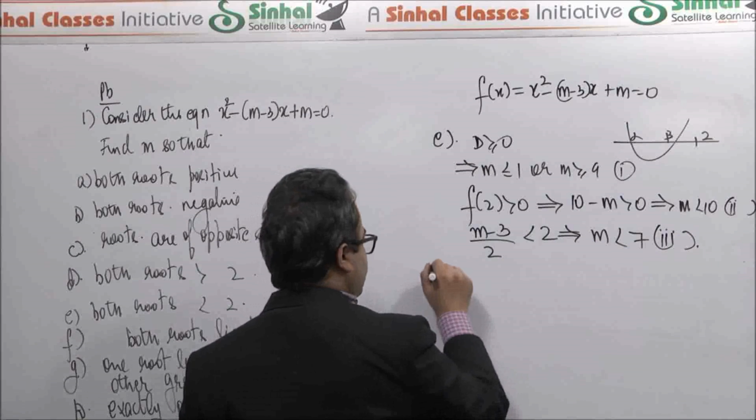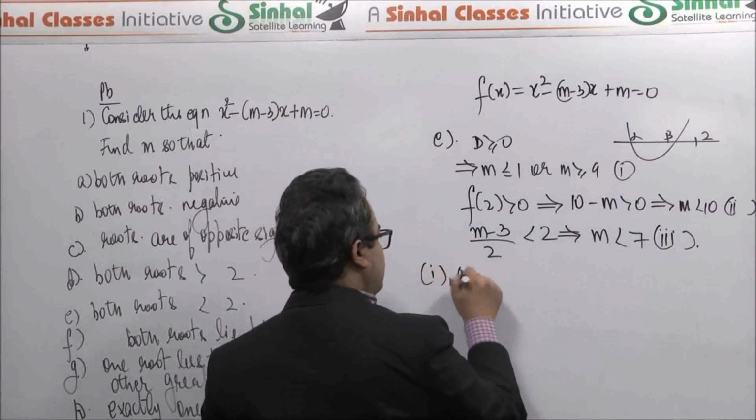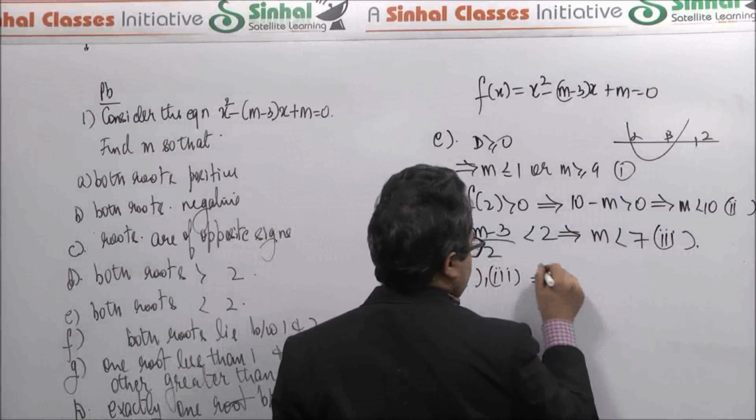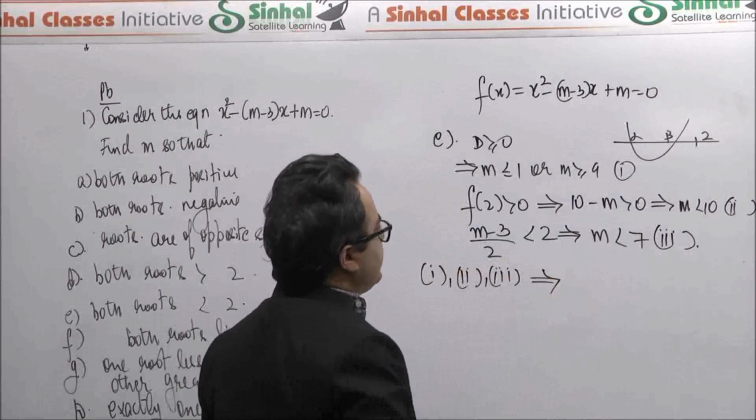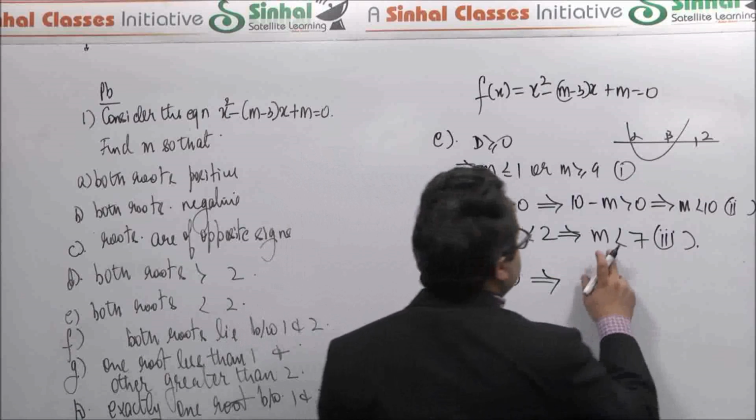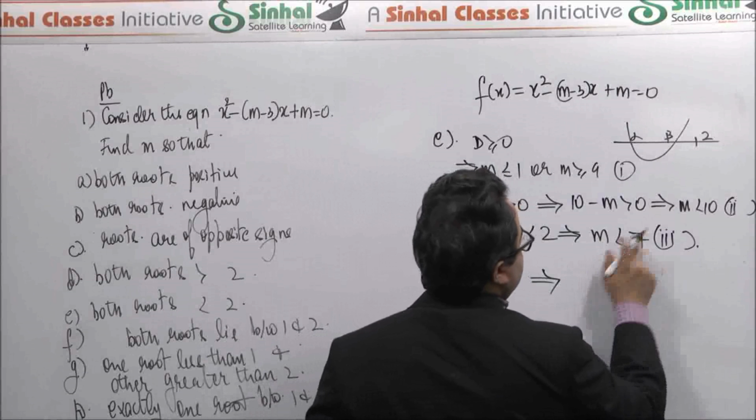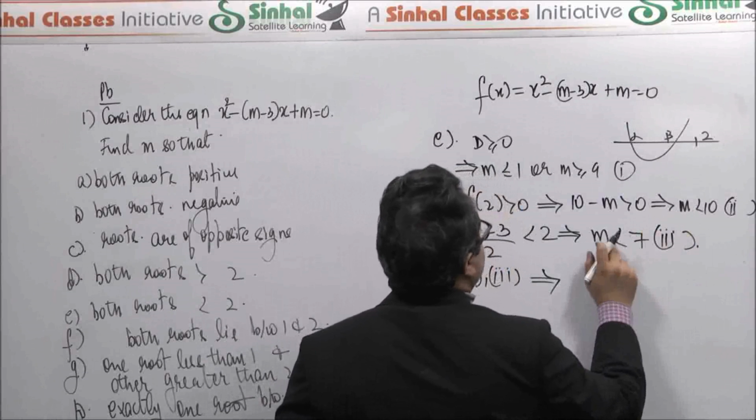So again, from 1, 2 and 3 we get that m must be less than 7. So less than 7, that won't have an intersection. Less than 7.